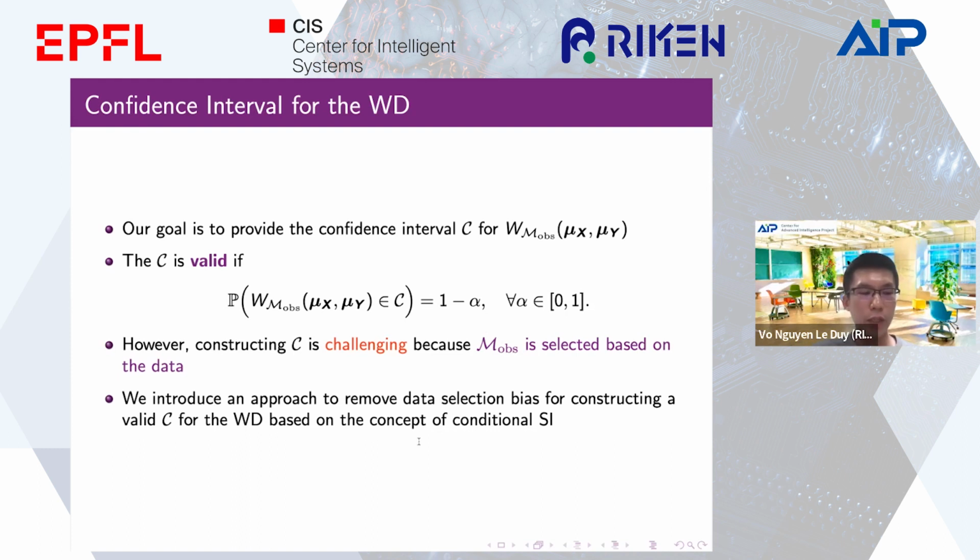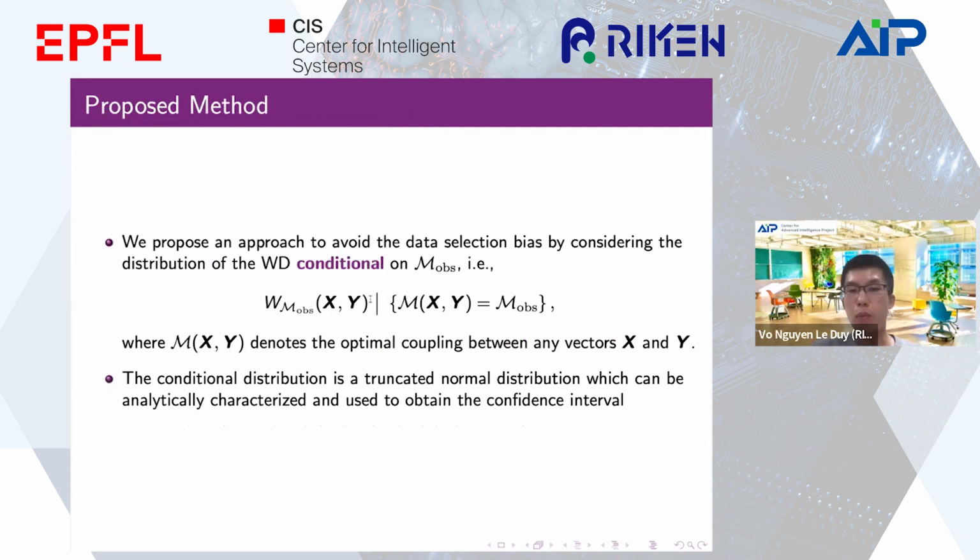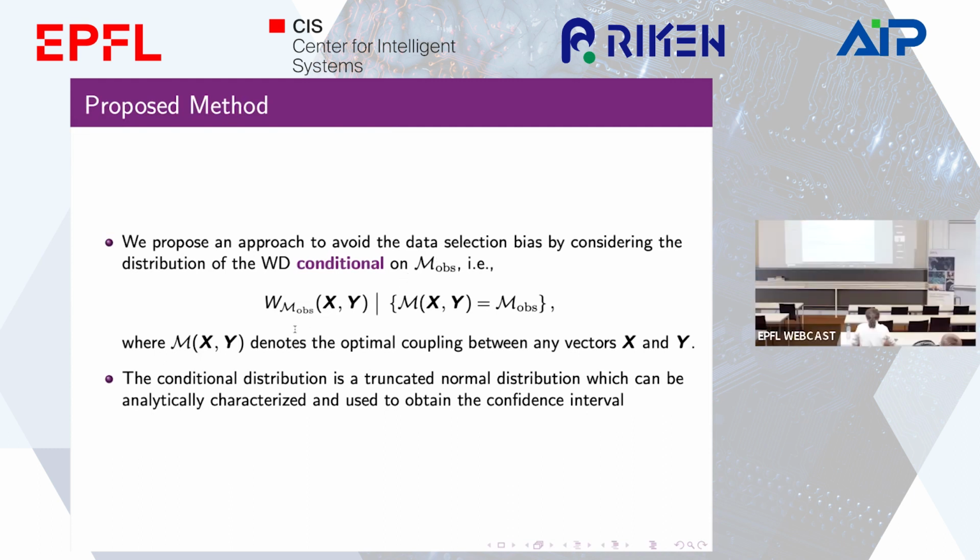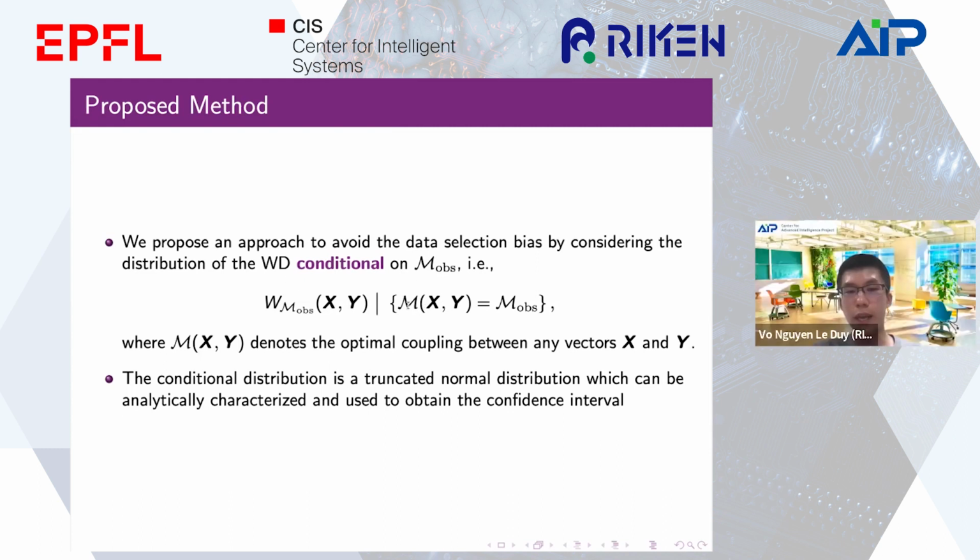Therefore, we introduce an approach to remove the data selection bias in the case of the Wasserstein distance, based on the concept of conditional selective inference. So this is the proposed idea. We propose an approach to avoid the data selection bias by considering the distribution of the Wasserstein distance conditional on the optimal coupling. More specifically, x and y are random vectors, and the script letter denotes the optimal coupling between the random vectors x and y.